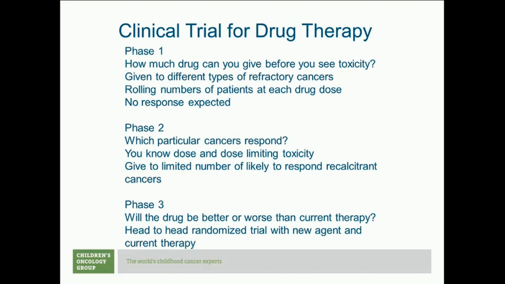And that phase two is, which particular cancers respond. So you know the dose, and you know the dose-limiting toxicity, so you give to limited numbers of likely to respond, recalcitrant cancers. You find the panel that it works on. Then if you're successful there, and you can imagine how unsuccessful many drugs are as they roll through this, you can go to phase three. Phase three means, will the drug be better or worse than the current therapy? So you do a head-to-head, randomized trial with a new agent and the current therapy, and decide if it's efficacious.